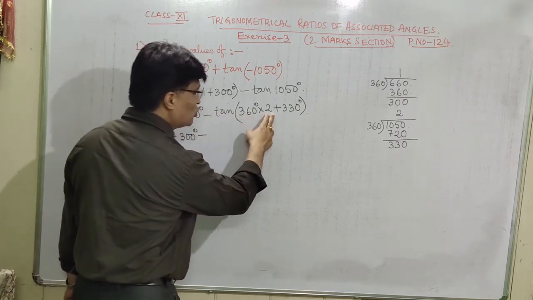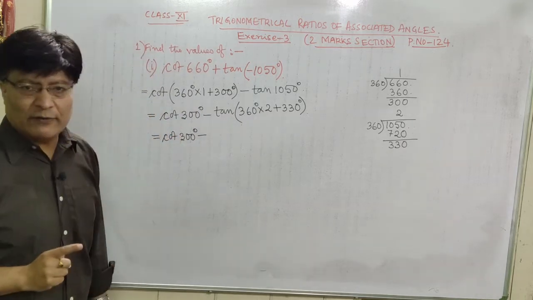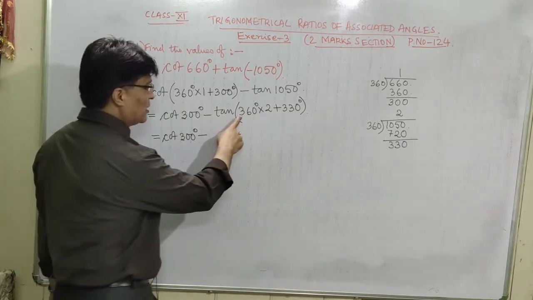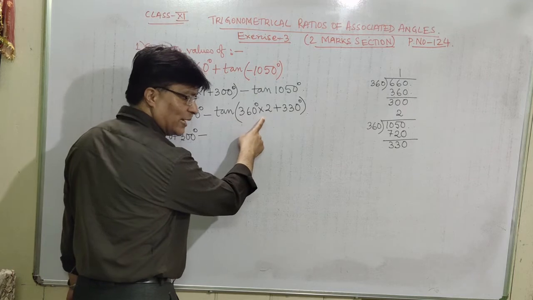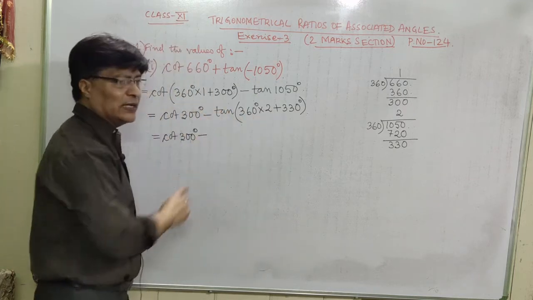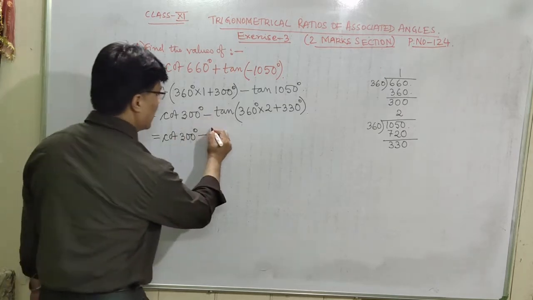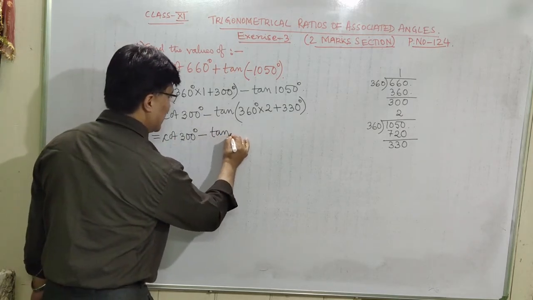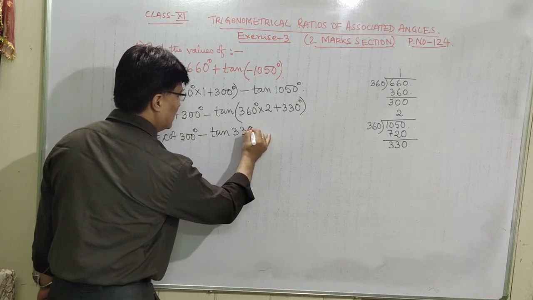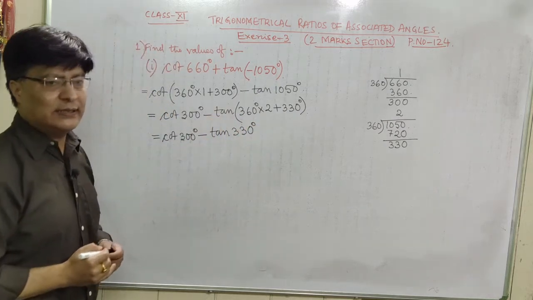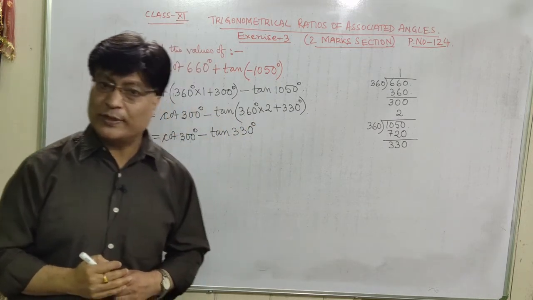And 360 into 2 means it is always an even multiple of 90, isn't it? That is, 360 means 90 into 4, and 4 twos are 8, so 90 into 8. It is an even multiple of 90. So trigonometrical ratios do not change. So tan remains as it is. That is tan. What is the theta here? It is 330 degree. So I think you have understood it.